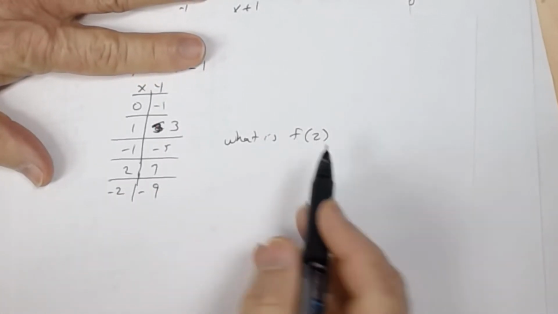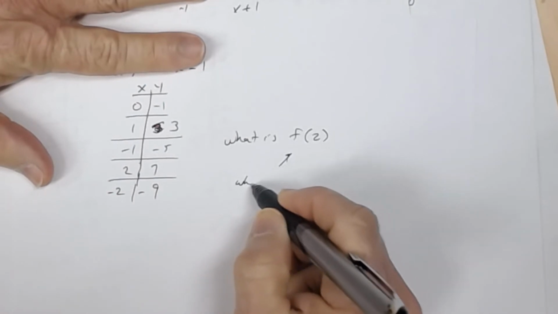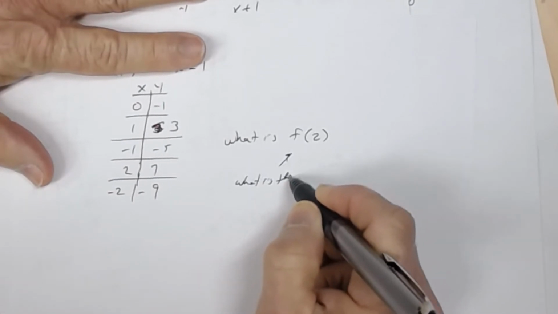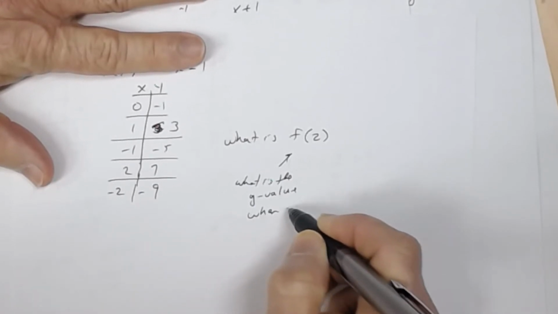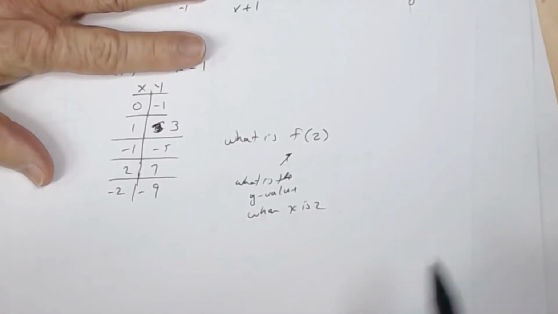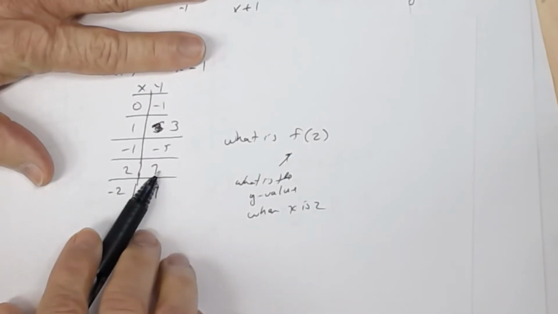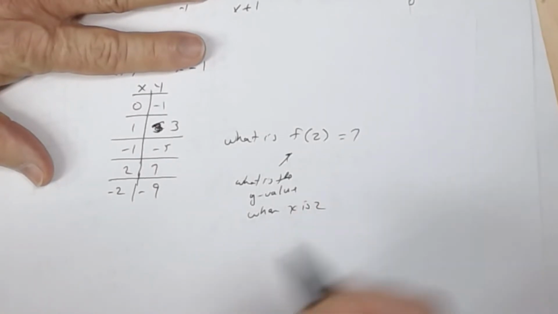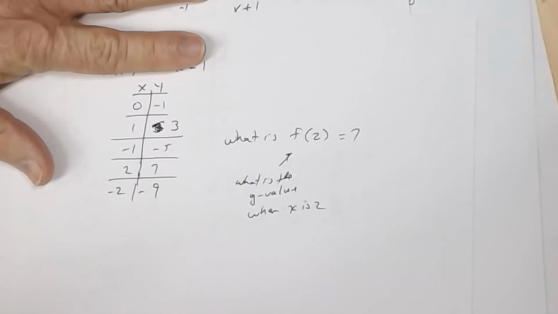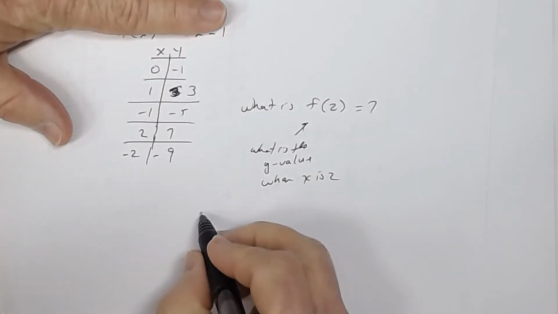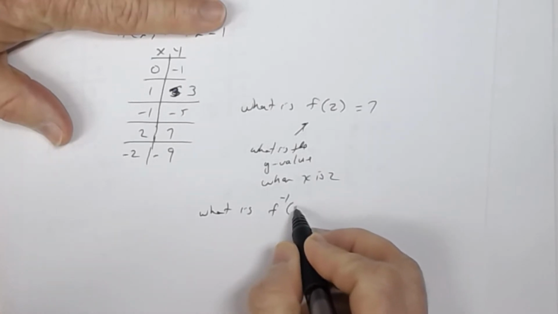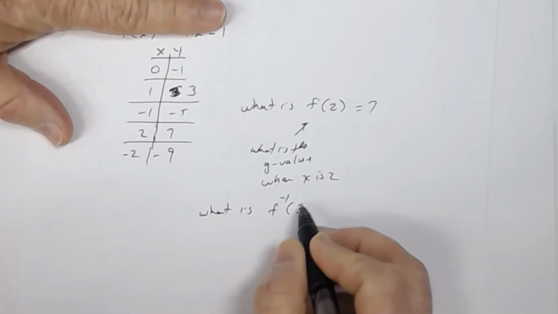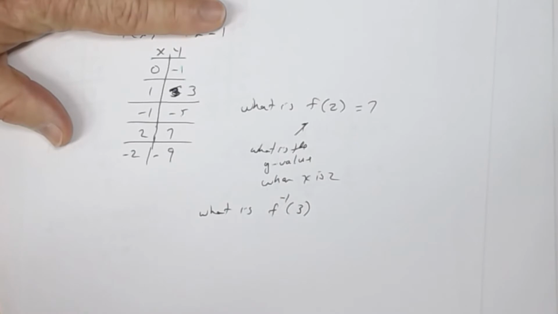So remember, f of 2 means what is the y value when x is 2, right? Well, when x is 2, what's the y value? 7. So f of 2 is 7. Okay? No big deal. Now, what if I asked you this? What is f inverse of, let's say, 3? What is f inverse of 3?